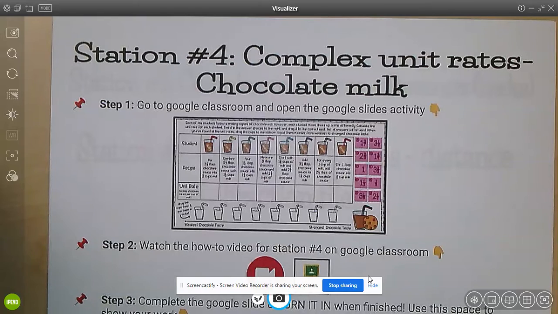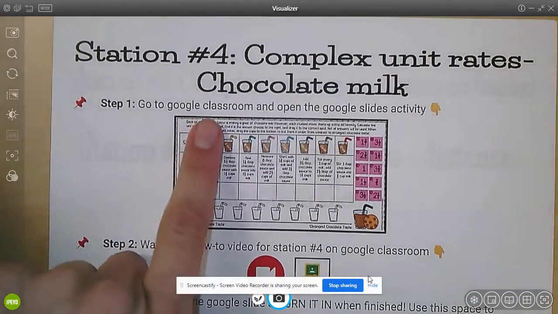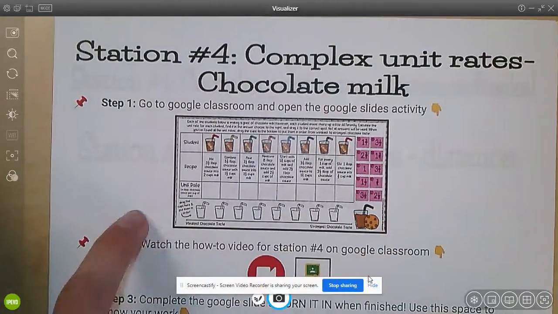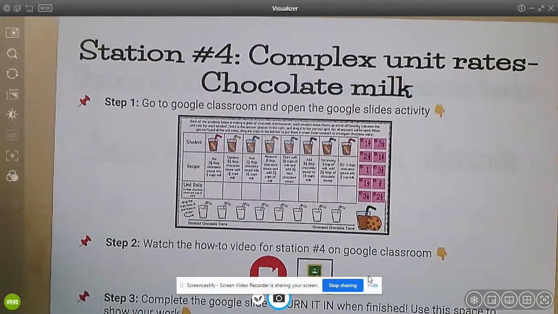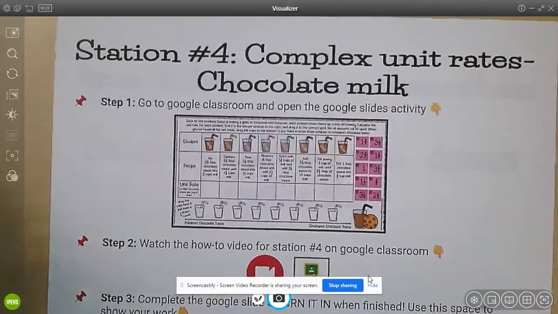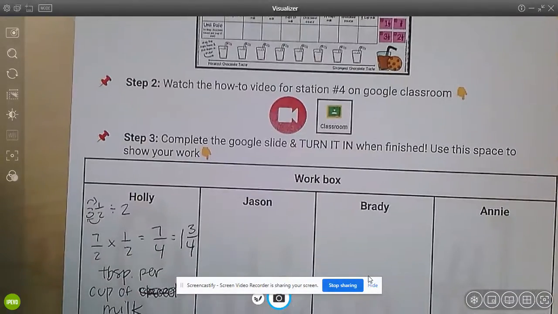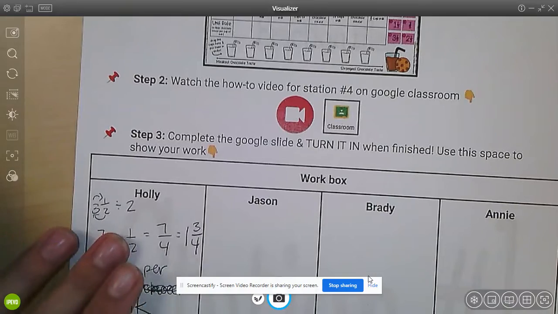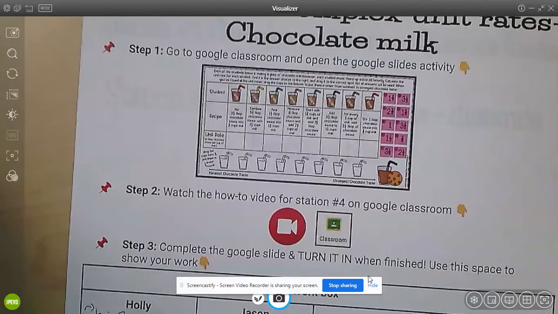Okay, for station number 4, we are going to be looking at chocolate milk recipes and doing a sorting activity to practice this skill. So first, you're going to go to Google Classroom and open this Google Slides activity. Okay, now I'm showing you the video, and I want you to show your work for each question under that person's name. So I'm doing Holly as an example for you, so you can follow right along with me.